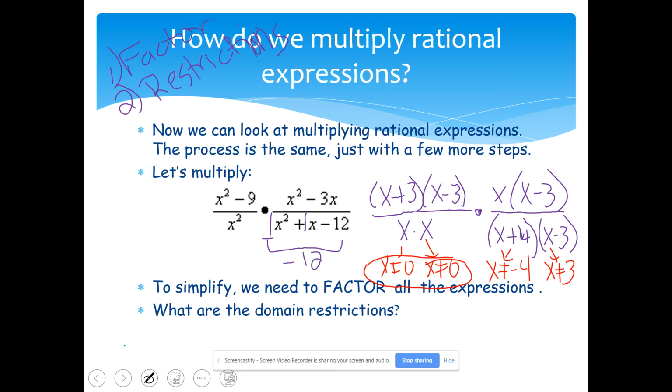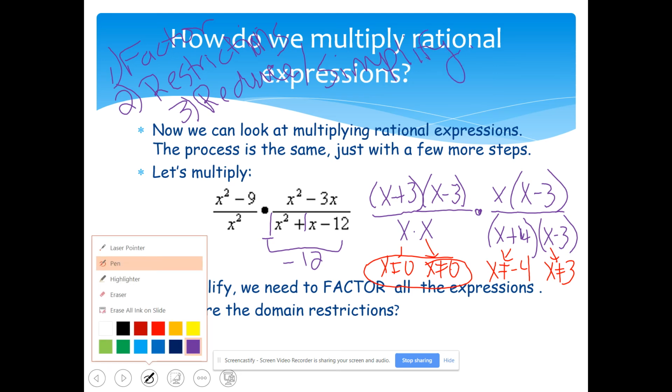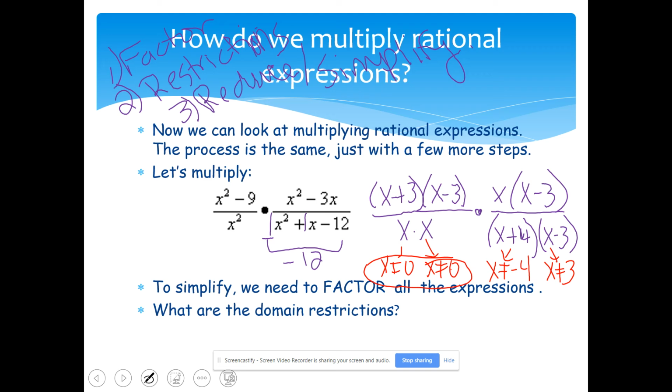Now that we have done our factoring and our restrictions, we can reduce or simplify. So I'm going to come through here, and any top with any bottom that is exactly the same can get crossed off. So we have these x minus 3's, and I have these x's. And that's it.